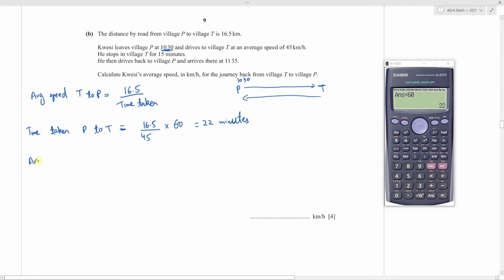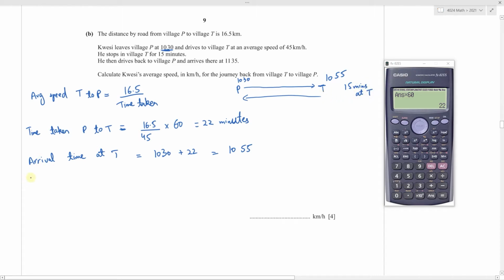So now what's the arrival time at T? He left at 10:30 and took 22 minutes. So the arrival time will be 10:55. He stops in the village for 15 minutes and then drives back. So he spends 15 minutes at village T.